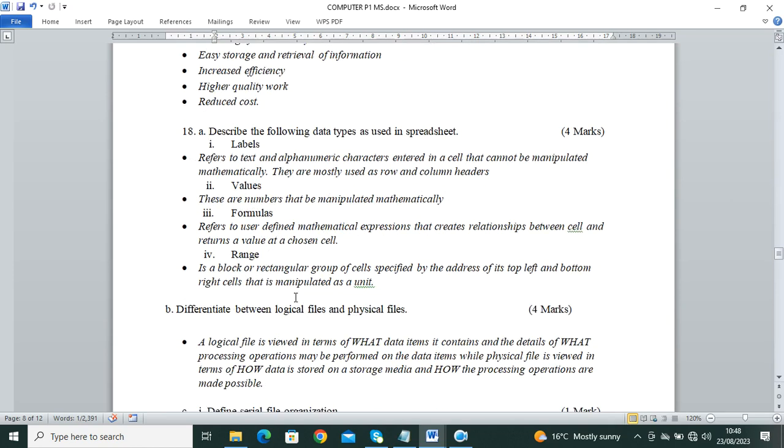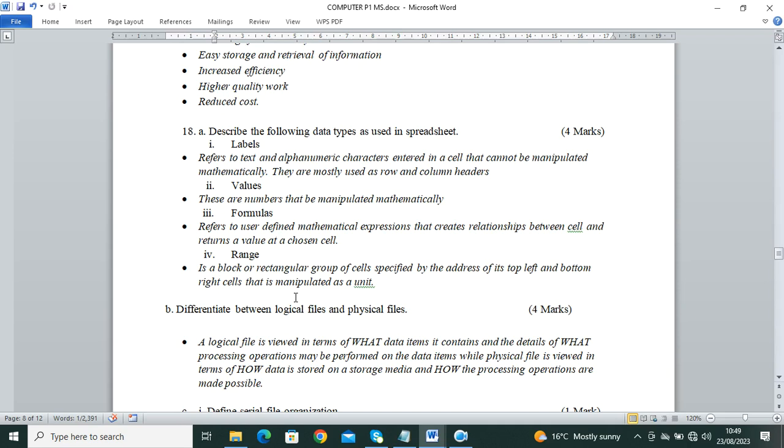Describe the following data types as used in Excel or in spreadsheets. Remember, we use Microsoft Excel in our syllabus, but generally here we talk about the spreadsheet. So we have the labels or text. We also have values. We have formulas. We also have range. So describe the following data types.